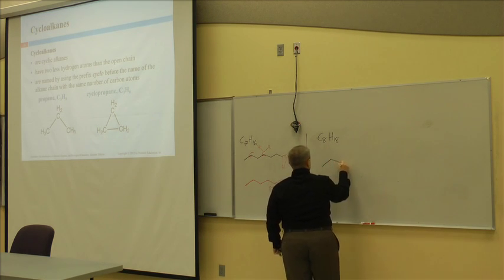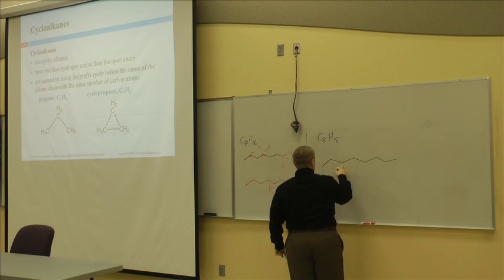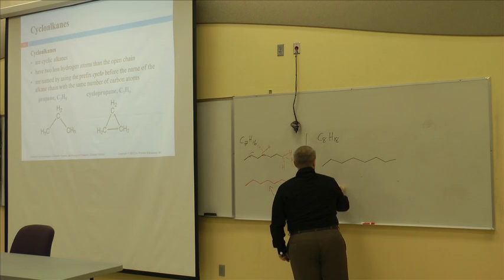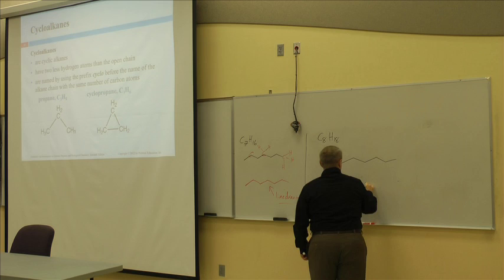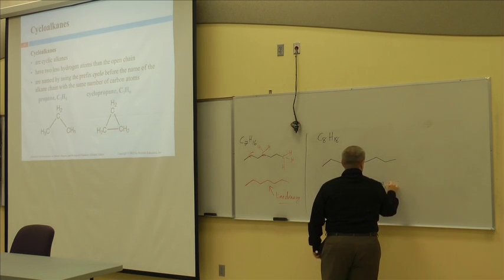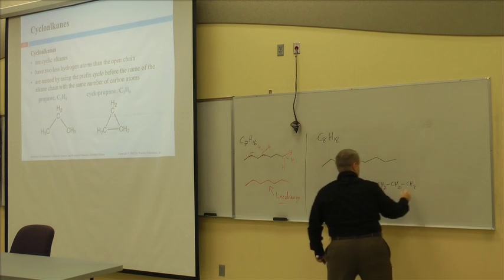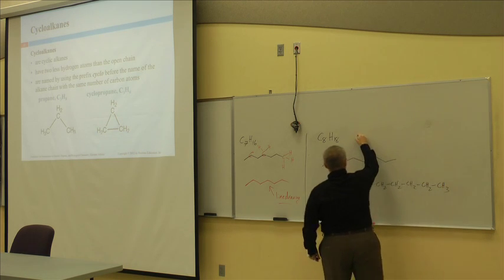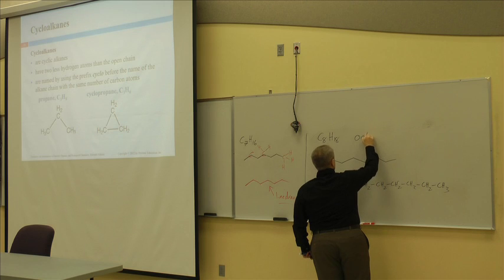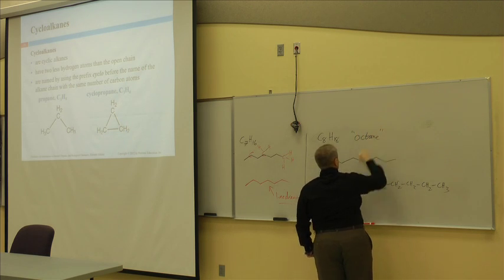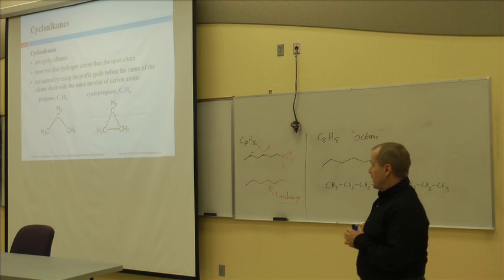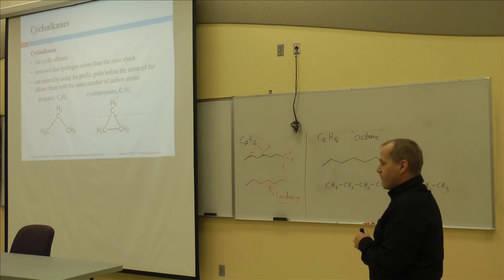So let's draw octane real quick and then we'll move on. Octane, I would just do this: 1, 2, 3, 4, 5, 6, 7, 8. That will be octane. I'll draw the condensed formula just for fun. This is octane. Those are alkanes. These are all forms of alkane. Okay. That's pretty easy, right?